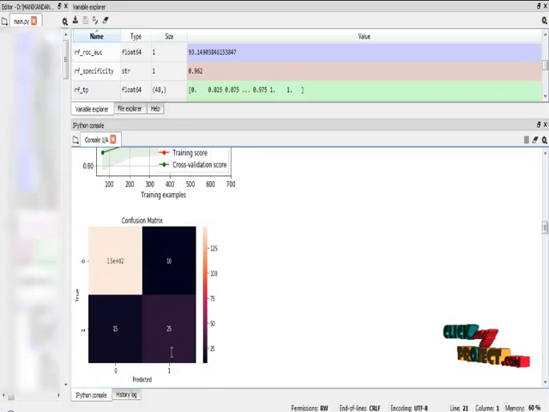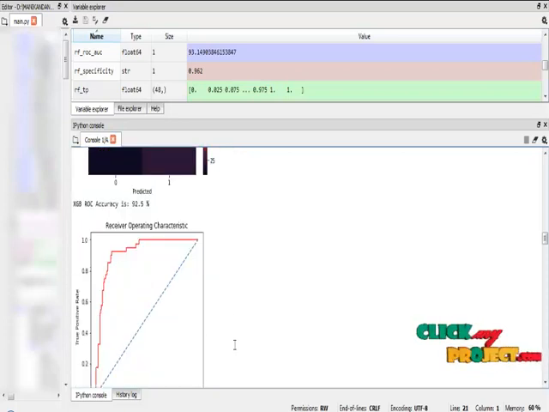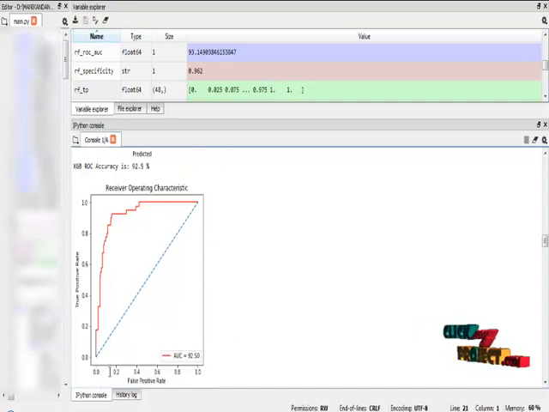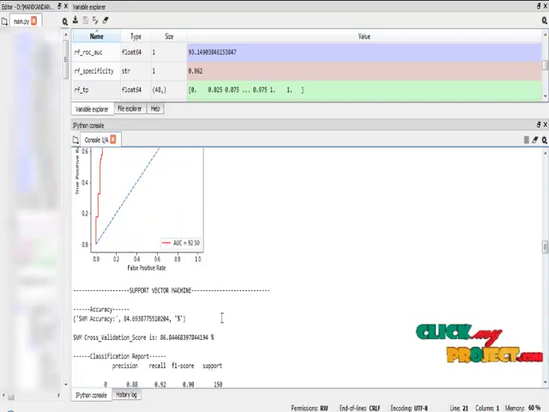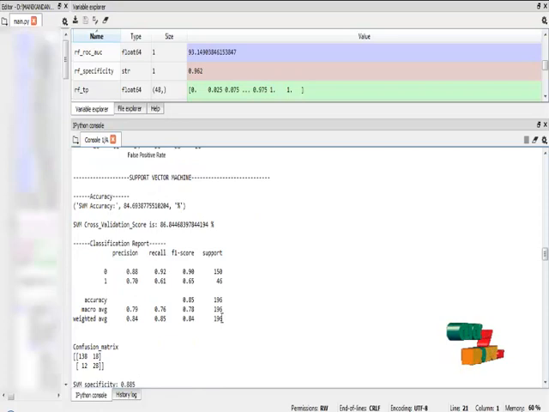This is the confusion matrix diagram. The ROC accuracy of our XGBoost algorithm is 92.5%. This is the ROC learning curve. Our second algorithm is the support vector machine algorithm.